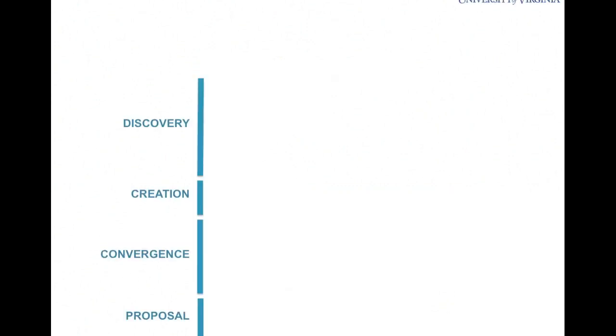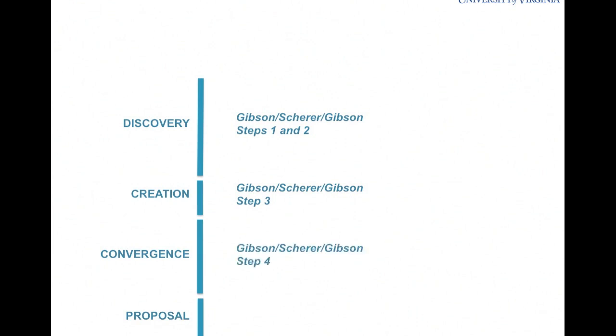Now on this slide I want to introduce some terms we'll use in this presentation and map them back to terms in the Gibson, Shearer, and Gibson book. Discovery as a phase maps into steps 1 and 2, which are goal development and establishing criteria. Creation looks at the divergent task of creating lots of alternatives, and that maps into step 3, convergence into step 4, which is ranking alternatives, and proposal into step 6, which is taking action.